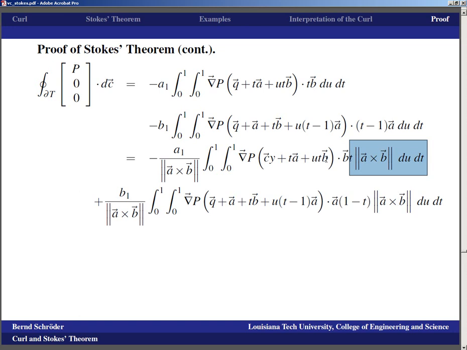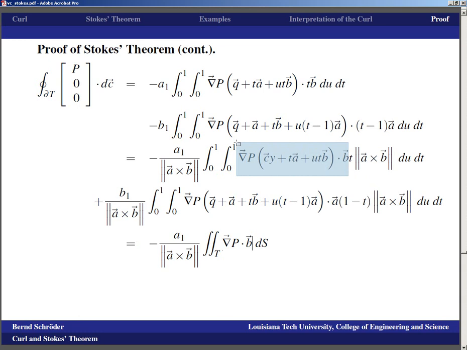And this stuff here, excluding the A, is the scalar surface element for a scalar surface integral of the rest over this triangle that we had drawn at the beginning, which means that overall this is now A1 over the norm of A cross B times the double integral over the triangle of gradient P dot B, which is exactly this part here, the scalar surface integral ds as indicated here.